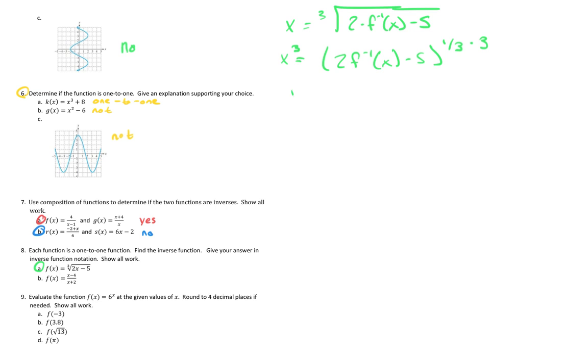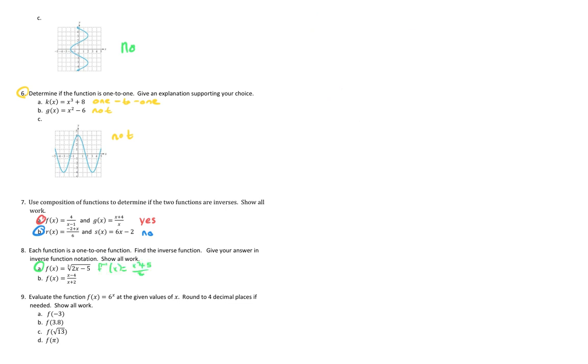Okay, so if we do that, we get that x cubed equals 2 times our inverse of x minus 5. So if we want to solve for our inverse, we add 5 to both sides, and then we divide by 2. So we get that f inverse of x is equal to x cubed plus 5 divided by 2.